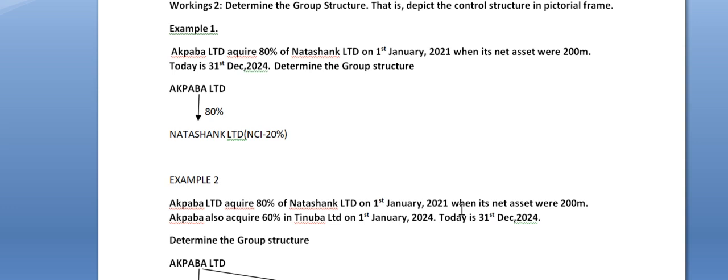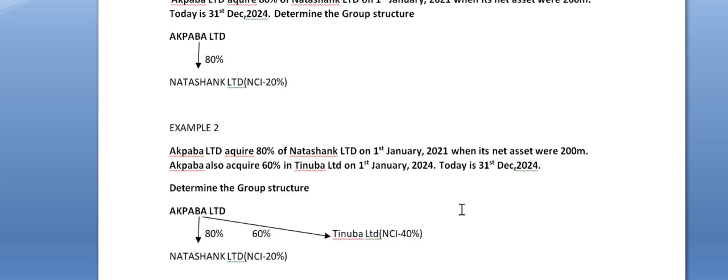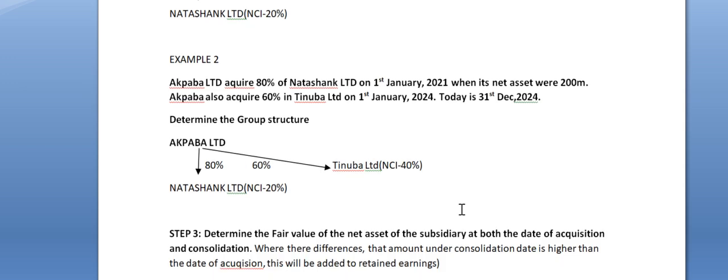Let's look at another example again. Akpaba Limited acquired 80% of Natasha Limited on 1st January 2021 when its net asset was 200. Akpaba also acquired 60% in Tinuba Limited in January 2024. Today is 31st December 2024. Determine the group structure.